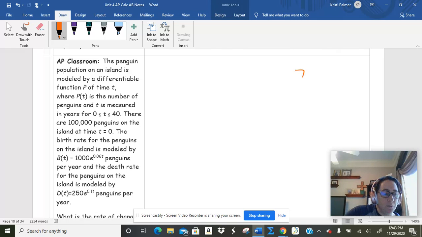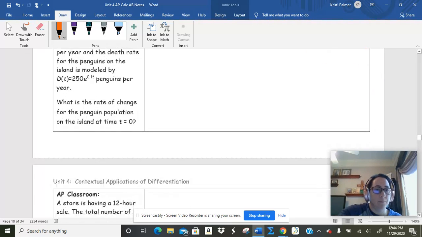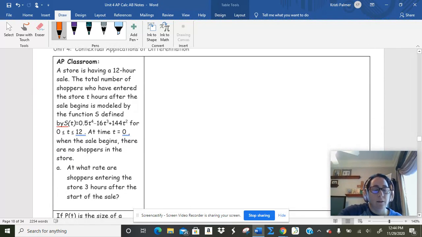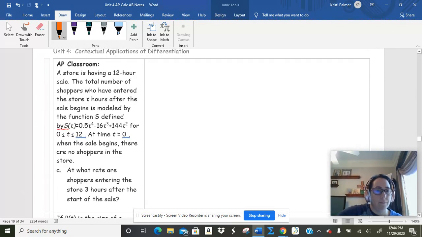And I also want you to try this one on your own and see if you get 750 penguins per year. I also want you to try this one on your own and see if you get 486 shoppers per hour.